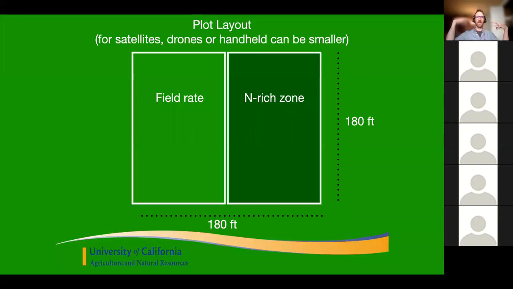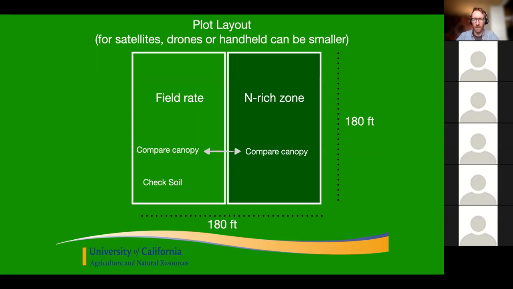But what am I talking about when I talk about this nitrogen-rich zone and then our field rate? This is kind of what a plot layout might look like. It can be different. It could be in strips. It could be bigger or smaller. It just depends on what you're going to use to actually assess the NDVI ratings. What we're going to do then is compare the canopy of the enriched zone to the field rate. On top of that, we can also separately check the soil. We can check the soil before the season as well, and that'll give us an idea of how much is in there already, and do we need to apply something to get going.